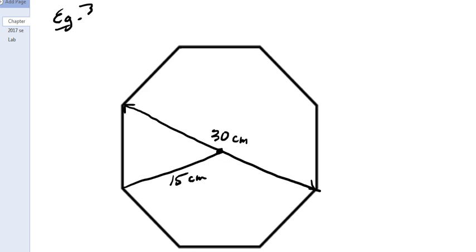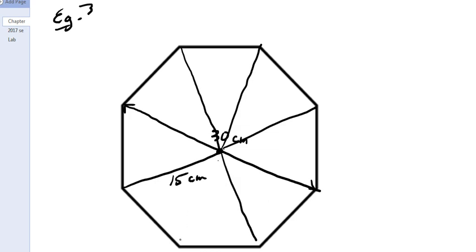Now, we have a bunch of these triangles. If you see, there's a bunch of these triangles. It's a regular octagon, so we should have how many of the same size triangles in here? 8. Yeah, it kind of looks like a quesadilla, doesn't it? Yeah, makes me hungry. All right.